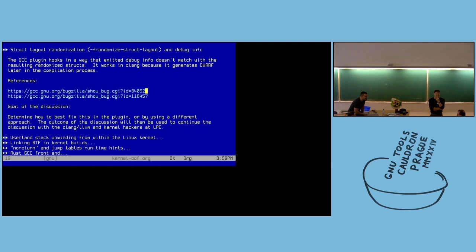If I may, first, a totally unrelated question. Does anyone know if Andrew Pinski is present at this conference? He's not. Okay. And in a totally unrelated observation, both of these bugs were closed as not fixed by a GCC developer whose name I did not just catch, but he's not here. So basically, that's where the immediate pushback came from.